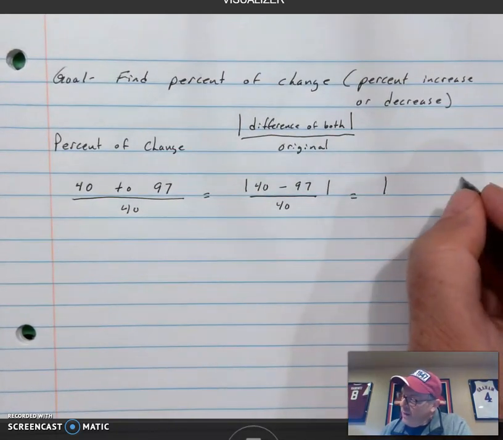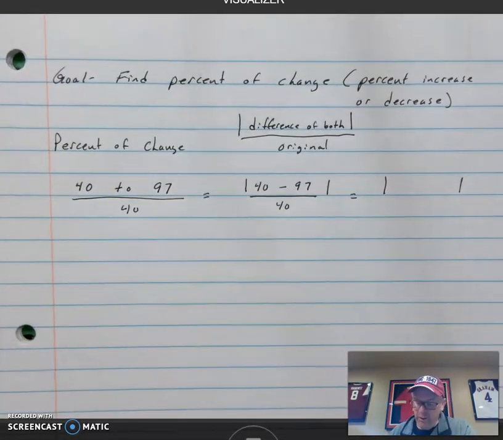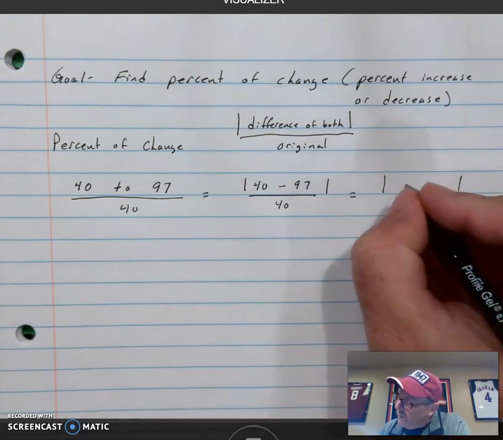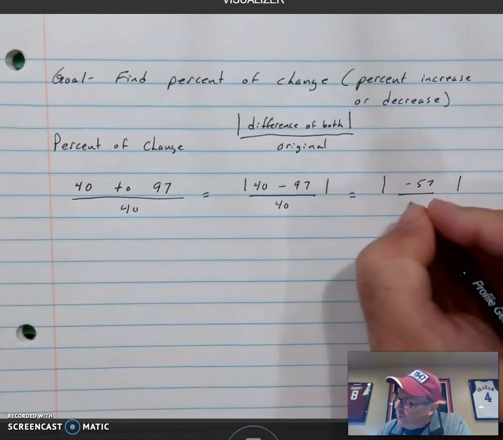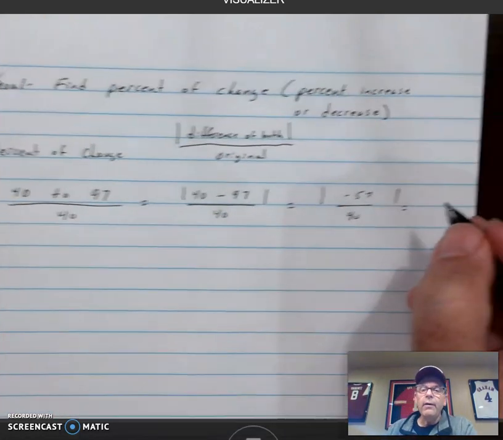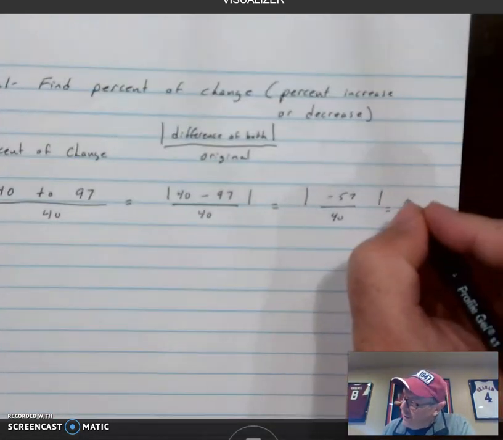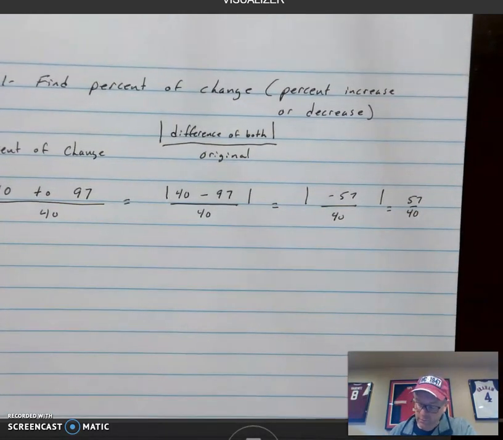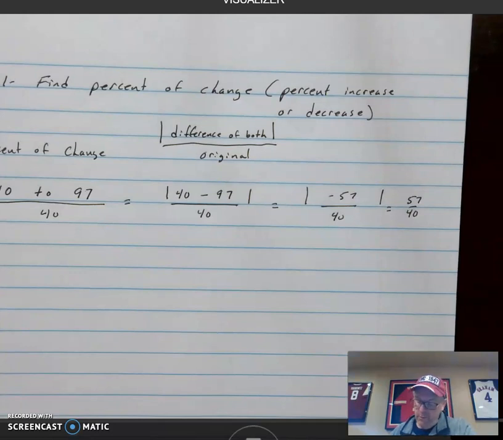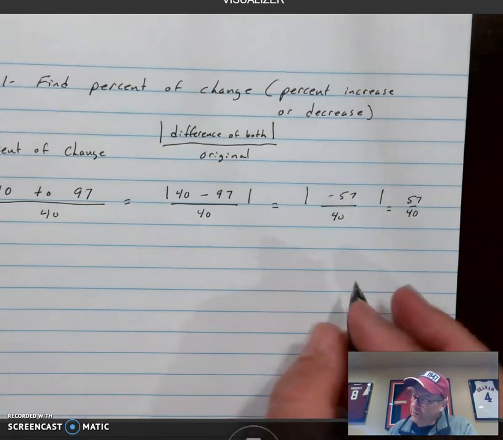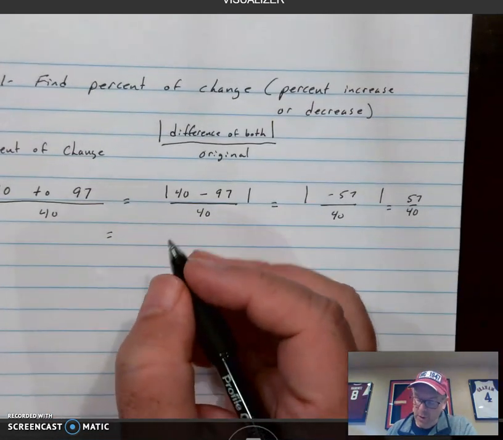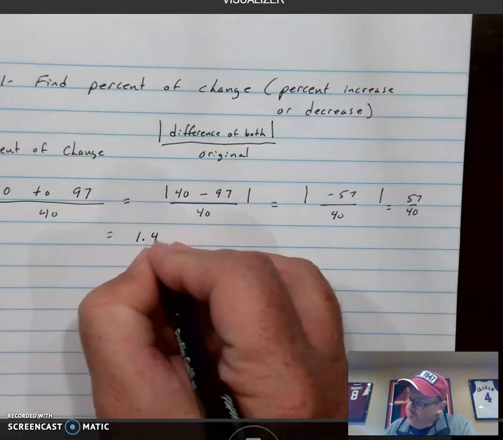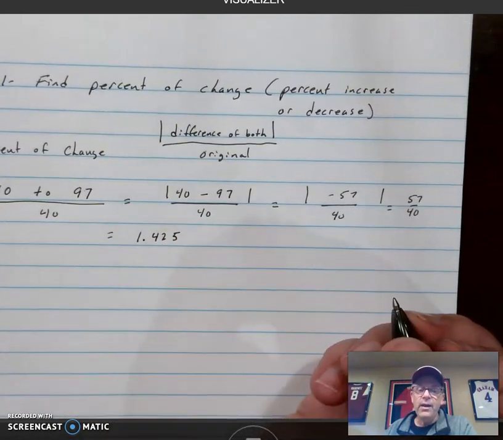Your absolute value, so we're talking about 40 minus 97 is going to be negative 57 over 40. You and I know that we're talking about 57 over 40. So if we divide 57 divided by 40, we get, they're not all going to be this long, guys, 1.425. So that's our decimal amount.